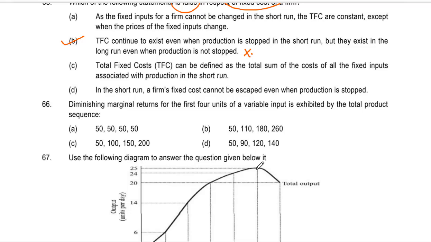Diminishing marginal returns for the first 4 units of variable input is exhibited by the total product sequence: A. 50, 50, 50, 50. B. 50, 110, 180 and 260. C. 50, 100, 150 and 200. Or D. 50, 90, 120 or 140.